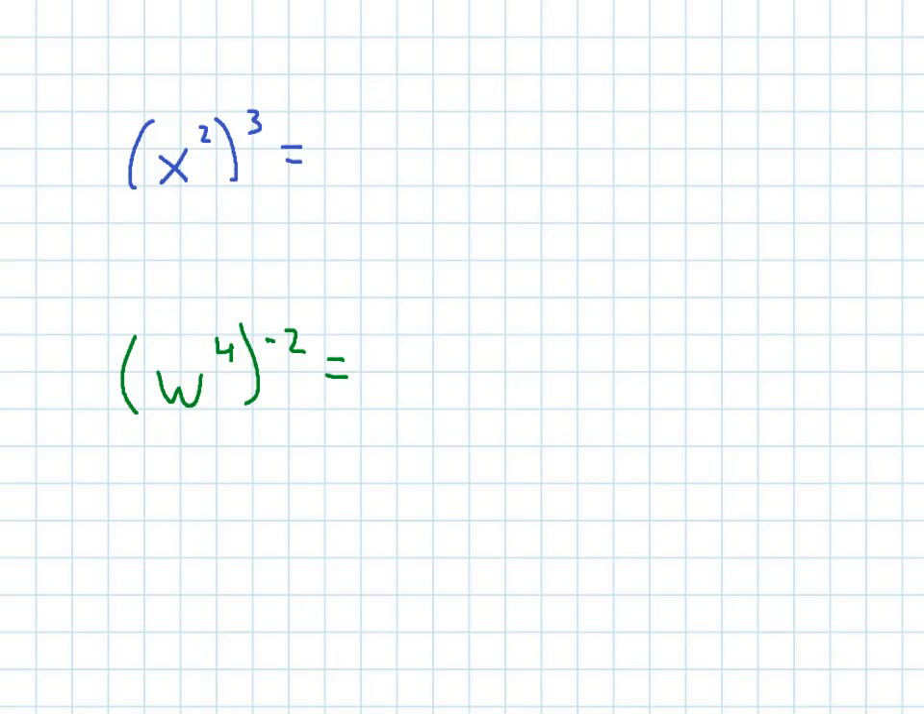Let's look. So x squared to the 3rd power. Notice what we've got here. Here's our idea of power to a power. So this time we multiply those exponents and I would get x to the 6th. Again, here there's power to a power, so that's w to the 4 times negative 2, which would give me w to the negative 8. Now I'm going to let you practice.